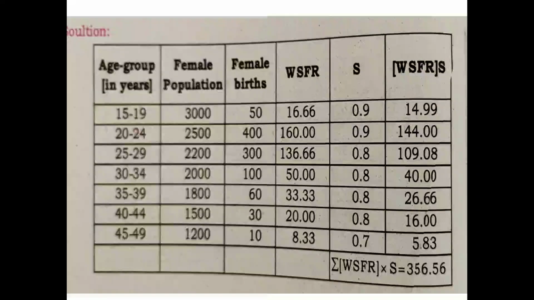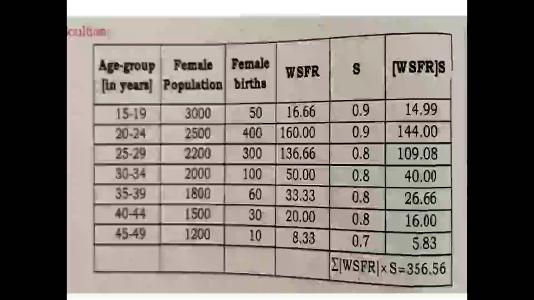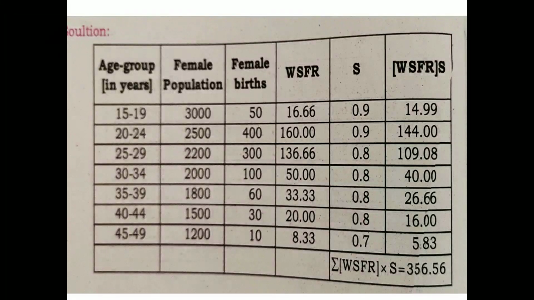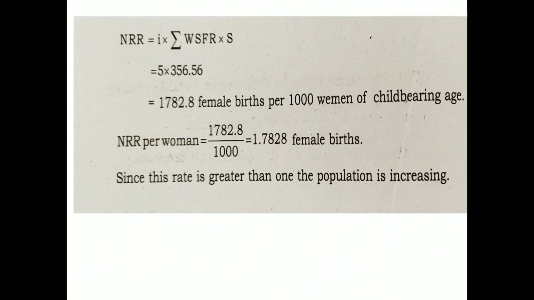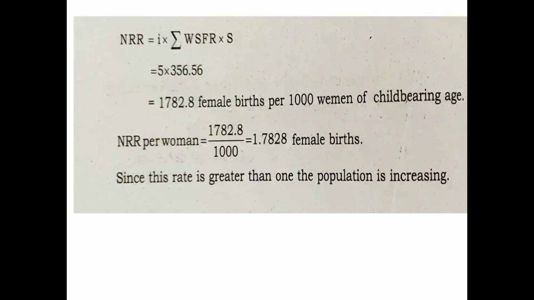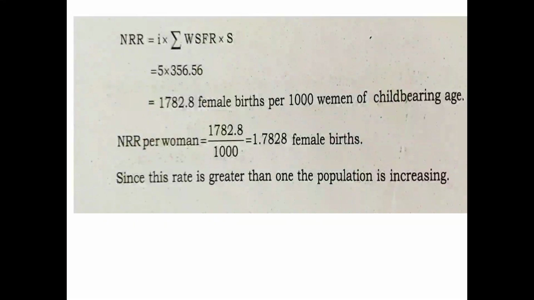Now here you need to calculate sigma WSFR into S. So add only the last column, all the numbers of the last column, and you will get sigma WSFR into S. Now apply the formula. NRR is equal to I into sigma WSFR into S, which is equal to 5 into 356.56, which is equal to 1782.8 female births per 1000 women of childbearing age.